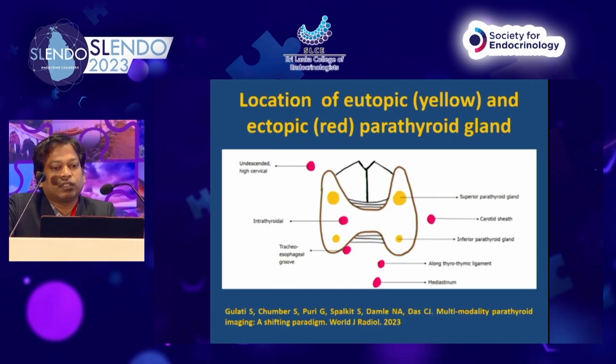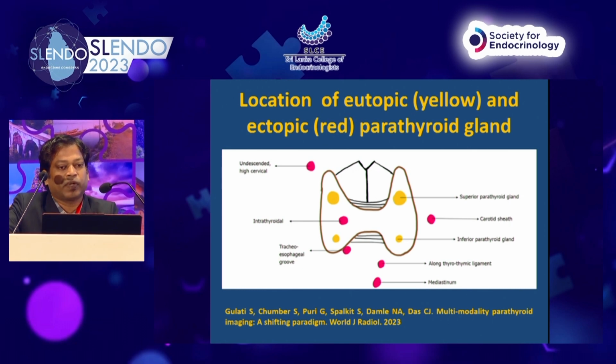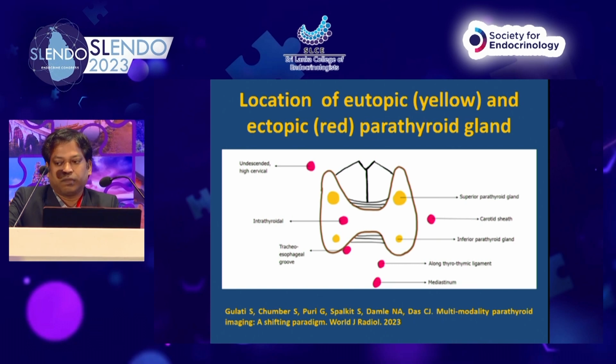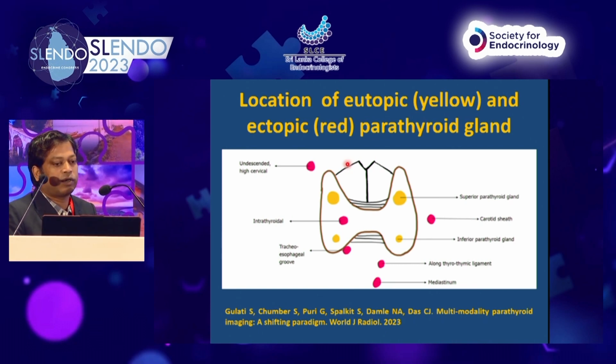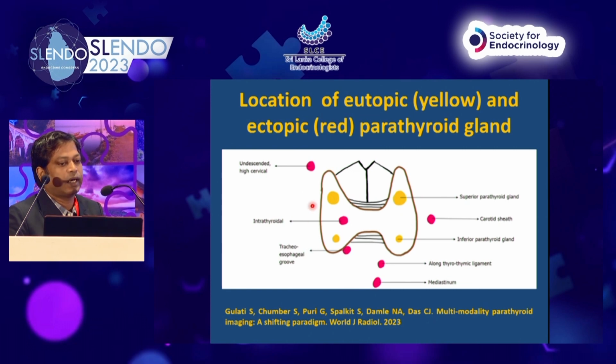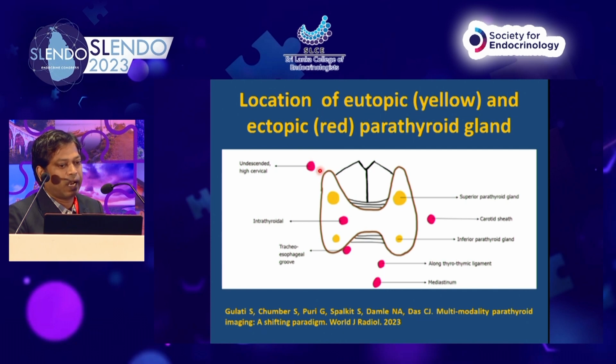Why does localization become very difficult in a few cases? Because of the location of the tumor. This yellow color denotes the normal parathyroid locations, and the red color denotes the ectopic ones. A parathyroid gland can be present high up in the neck, like near the carotid artery bifurcation, and it may be in the tracheoesophageal groove, and down till the mediastinum and in the thymus gland. So that is the problem.